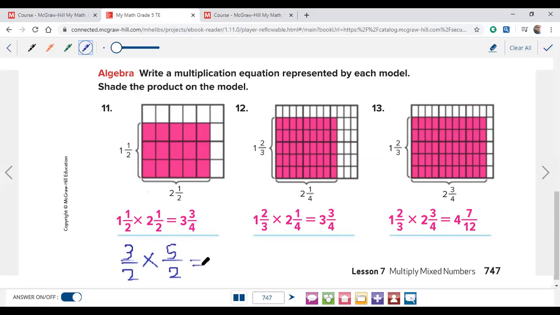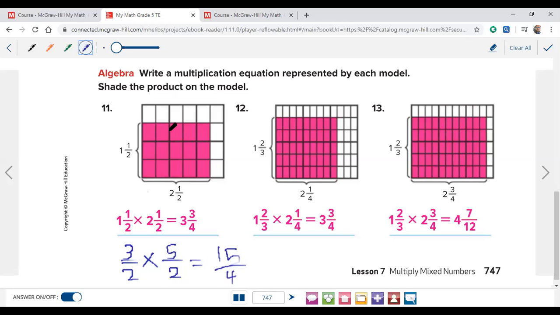So the answer will be what? Check first if there is any common factor between denominator and numerator. Yes, there is no common factor. So I have to multiply directly. 3 times 5, which is equal to what? Yes, 15. Out of the denominator, 2 times 2 equals 4.